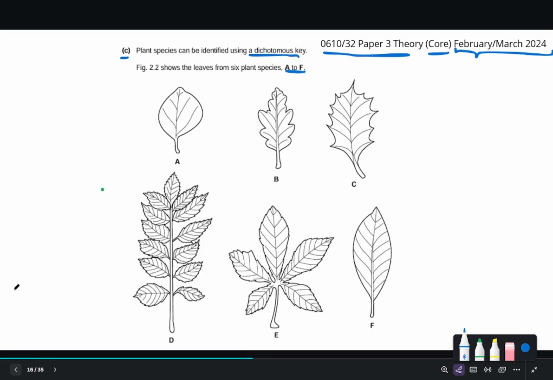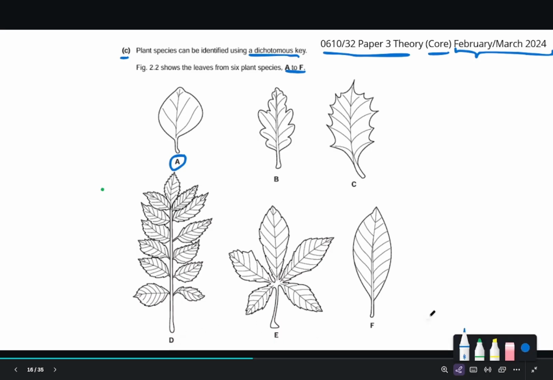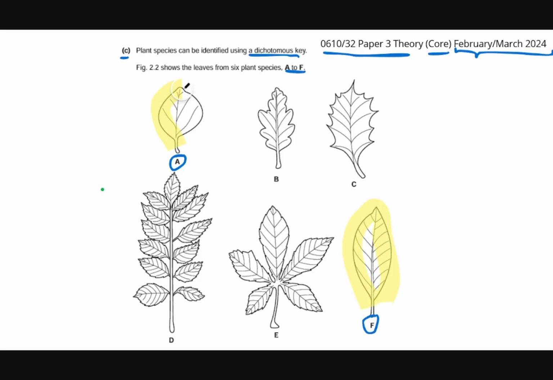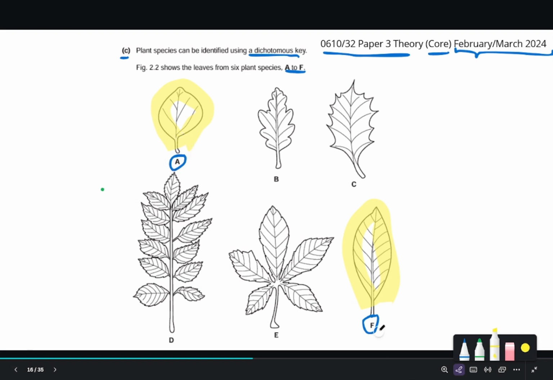All right, let's see which leaf has a smooth, unlobed outline. So I can see that leaf A has a smooth outline. It's not rough. Leaf B does not. Neither C, nor D, nor E, and F has a smooth outline over here, right? I hope you guys can see this. This is a smooth outline over here. Again, this is also a smooth outline. There are no rough edges, no nothing. All right, that means we have to identify between A and F.